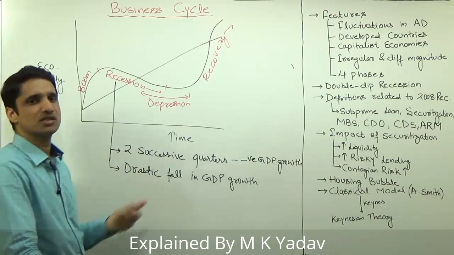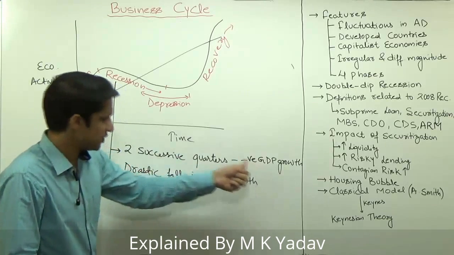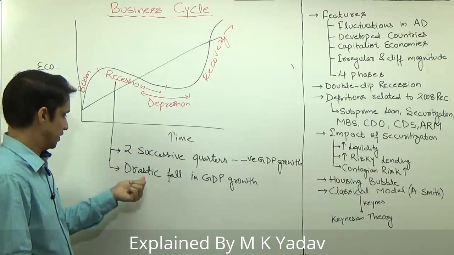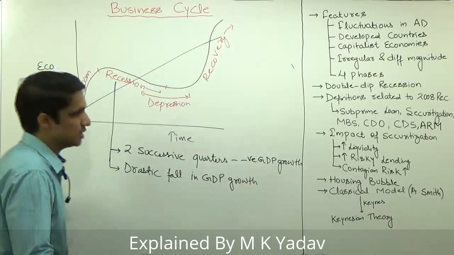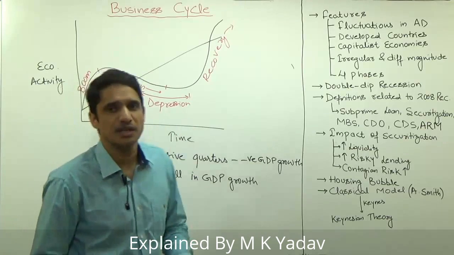So there are two definitions of recession. The first one is if there is a negative GDP growth for two successive quarters, it is known as a recession. The second one is if there is a drastic fall in the GDP growth rate, that is also known as recession. Then the third phase is depression.